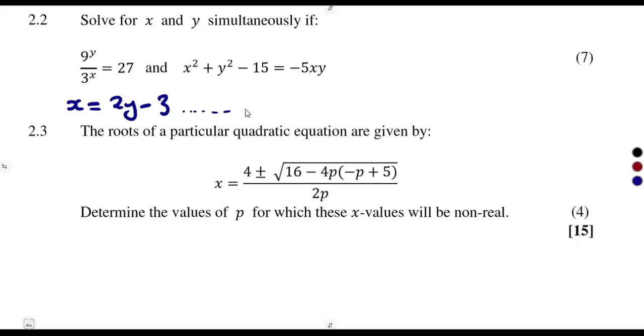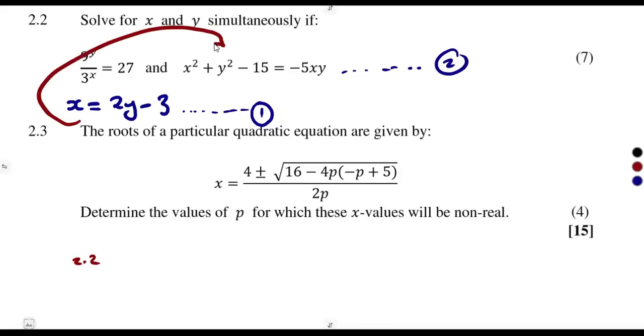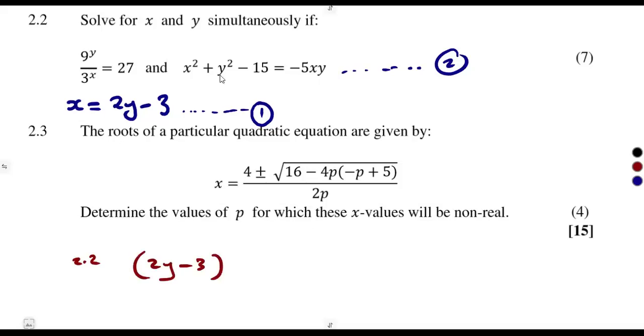So with this as my equation 1 simplified and this as my equation 2, I'm simply going to substitute where x is into equation 2. Wherever I see the x, I'm going to substitute that part. So it's going to be 2y minus 3 squared. This is x squared plus y squared. Minus 15 is equal to minus 5xy, like this.